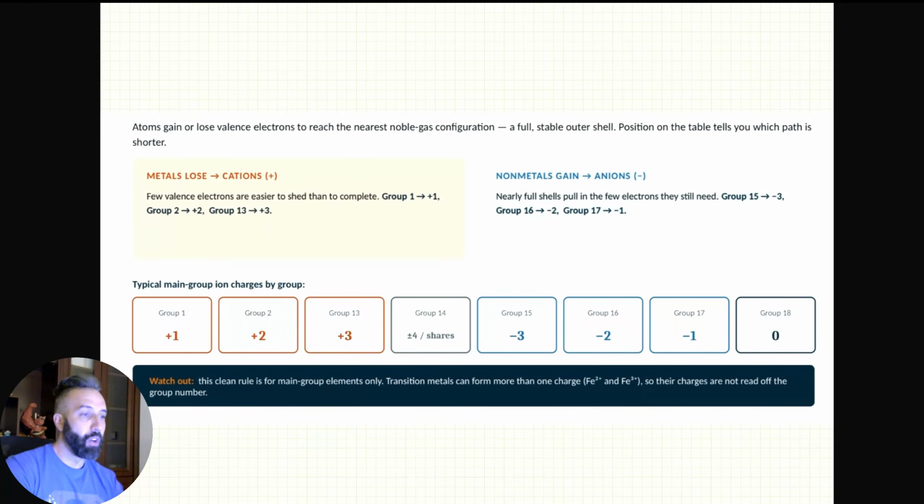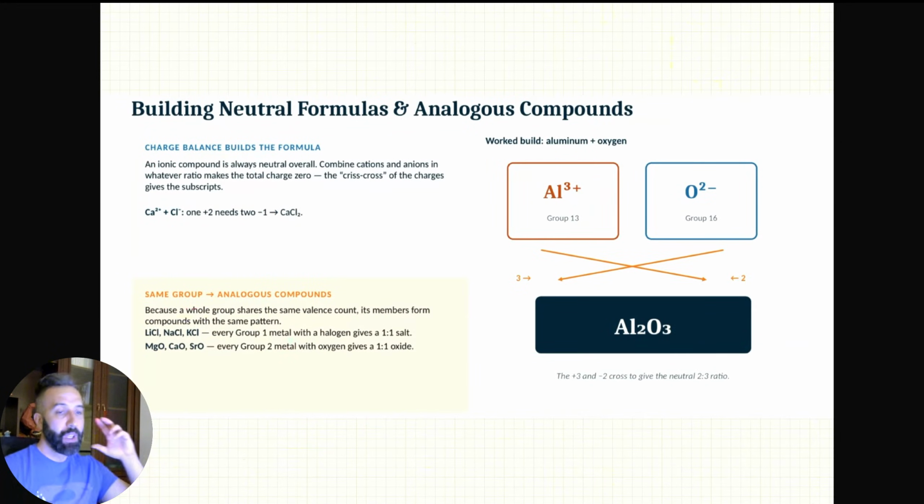You can see a bit of a better overview of this here about how this works. Now, when we are making an ionic compound, we have to take care that the sum of all the charges in that compound is 0. So if I were to ask you to make me a compound from aluminum and oxygen, aluminum is group 13, or actually group 3, and it's 3 plus. Oxygen is group 16, so 2 minus. So how am I to merge this in order for the whole thing to be 0?